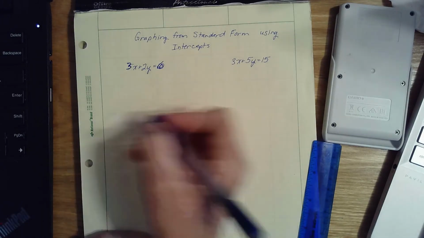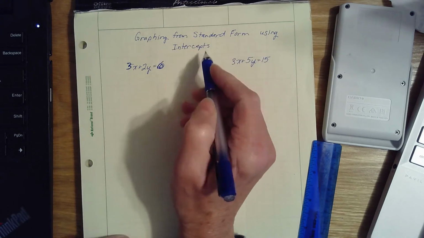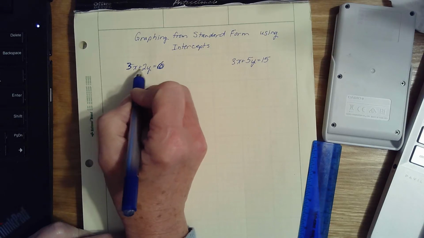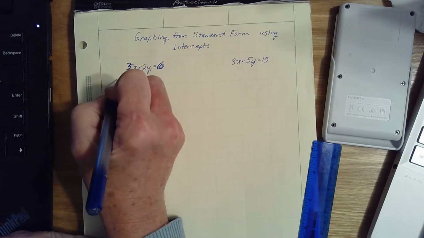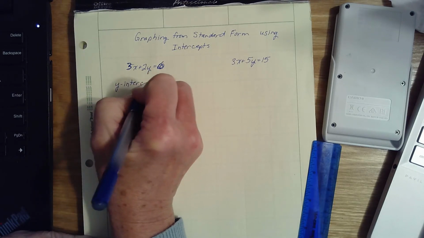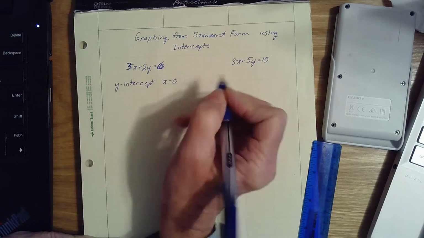Good morning. We're going to look today at graphing from standard form using the intercept. So if I have the standard form equation of 3x plus 2y equals 6, the first thing I want to look for is the y-intercept, and this happens when x equals 0.